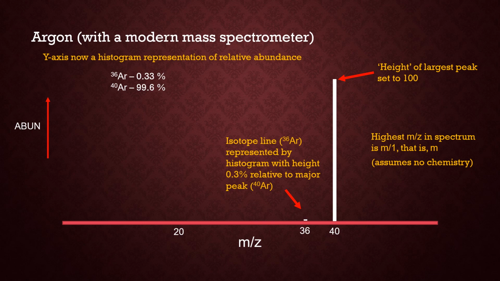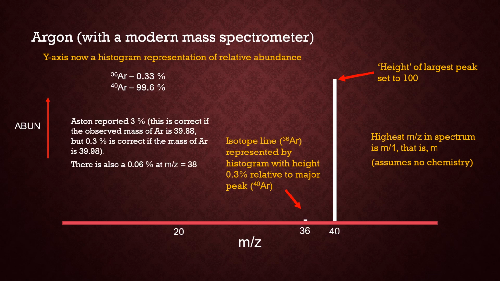So this is the type of spectrum you would see if you manage to control the electron beam, creating only positively charged atomic ions. The computer has essentially scaled up the biggest peak and set it to 100. You see the isotope line for 36, and you'll notice it's not 3%, but actually 0.3%, and that's the true abundance of the argon-36 isotope. Again, this is determined experimentally, as opposed to the 3%, which was determined mathematically by Aston. So Aston reported 3% using that formula.